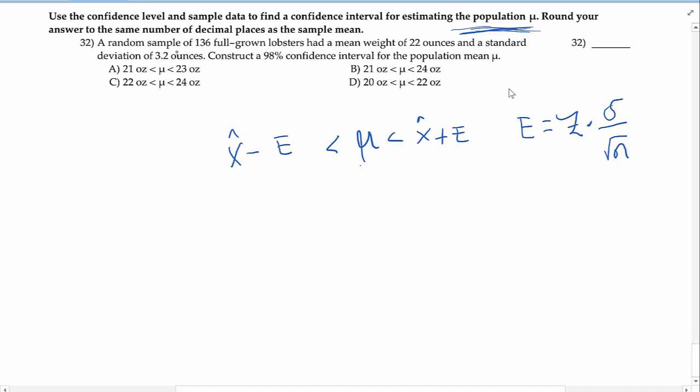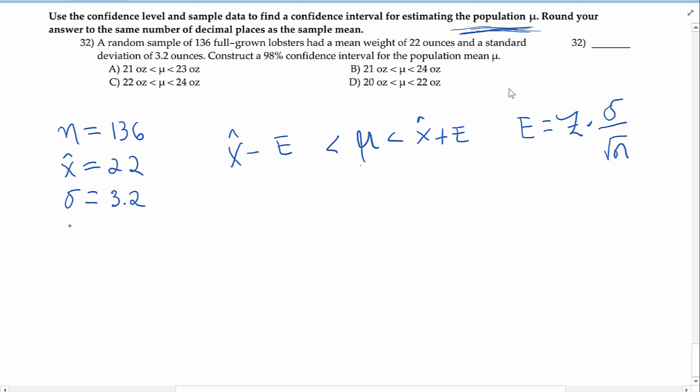So notice that a random sample of 136 full-grown lobsters, what is considered a large sample, have a mean weight of 22 ounces. So the mean of the sample is 22 ounces, and a standard deviation of 3.2 ounces. You're given the standard deviation of the sample, but we have a large sample, so let's assume that that is the standard deviation of the population. It is 3.2 ounces.